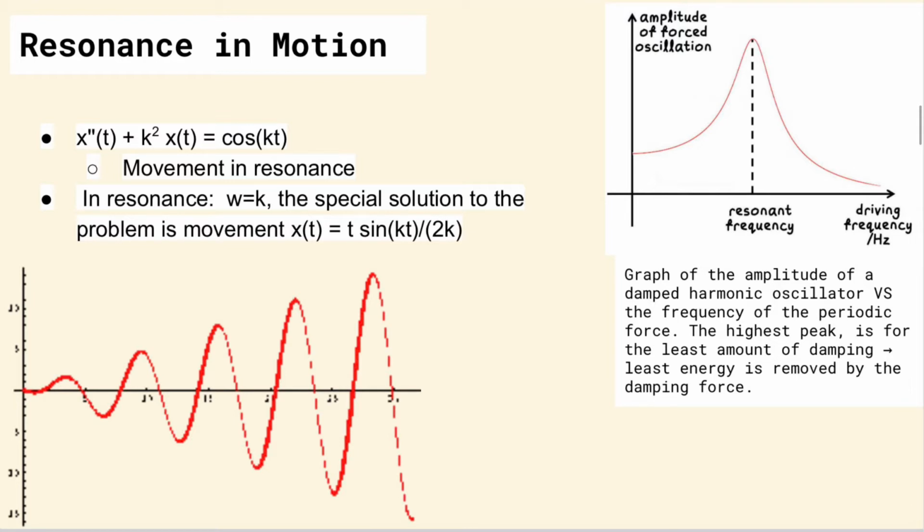The graph which we added to the bottom of the slide is when the object is in resonance and its amplitude increases as expected. On the graph to the right of the slide, we showed that at the highest peak, which is the resonance frequency, the least energy is removed by the damping force.